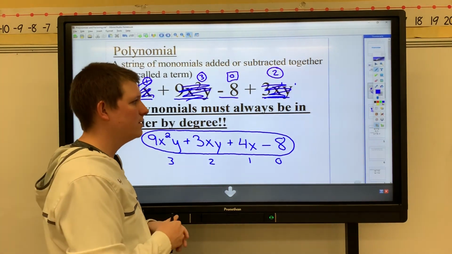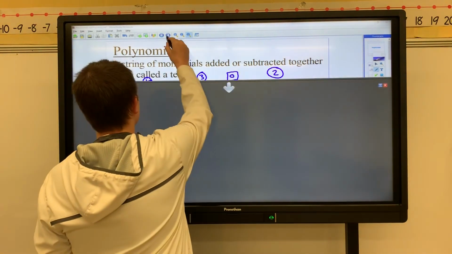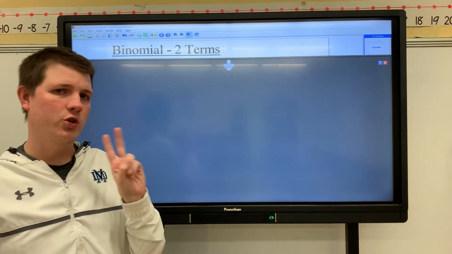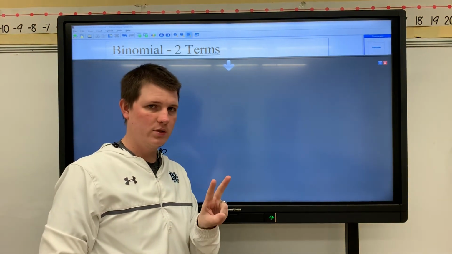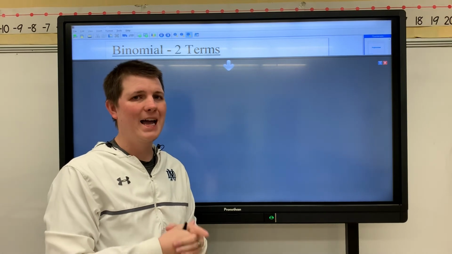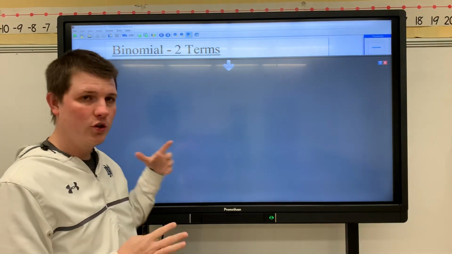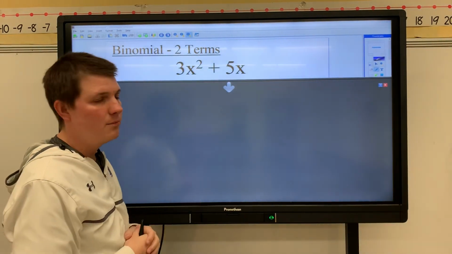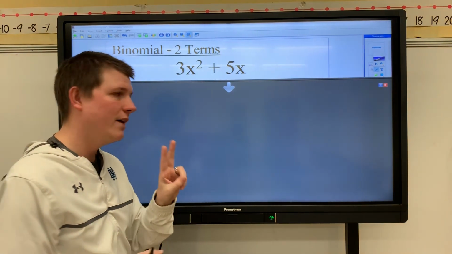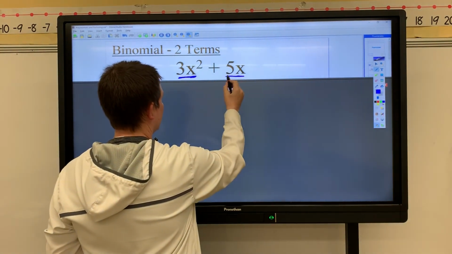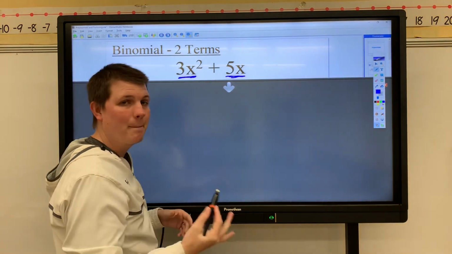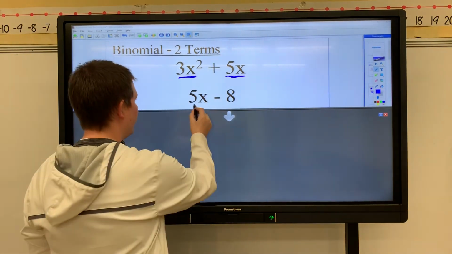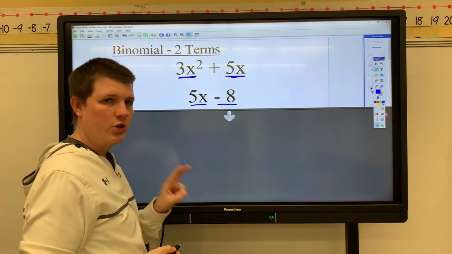Now we have certain names for certain types. It's called a binomial if it has 2 terms. So if the polynomial has 2 terms or 2 monomials, it's called a binomial. The prefix bi means 2. So a binomial has 2 terms. So here's an example. 3x to the second plus 5x. It has 2 terms, so it's called a binomial. 1, 2. Here's another example of a binomial. 5x minus 8. It has 2 terms, 5x and negative 8. 2 terms. It's called a binomial.